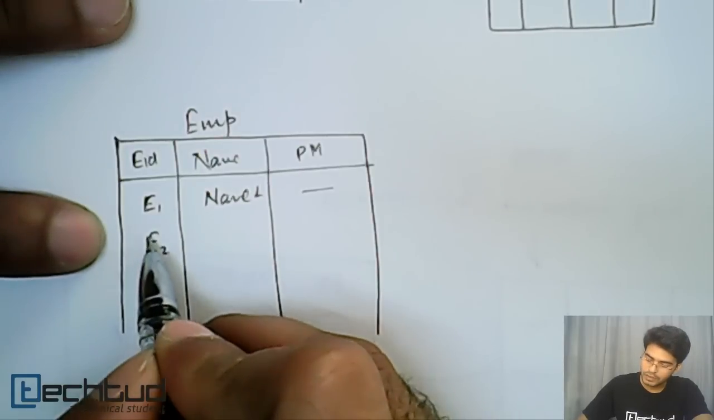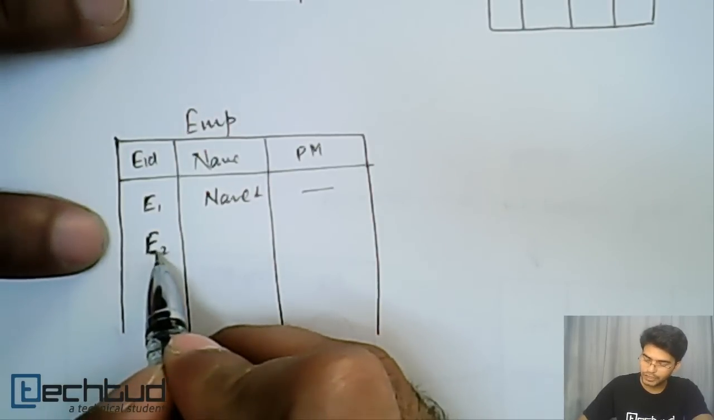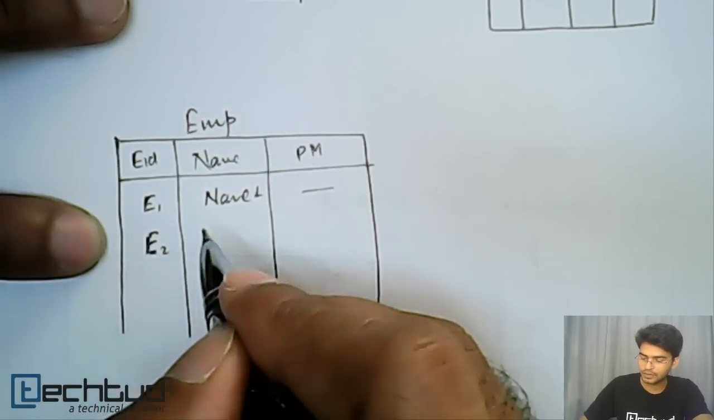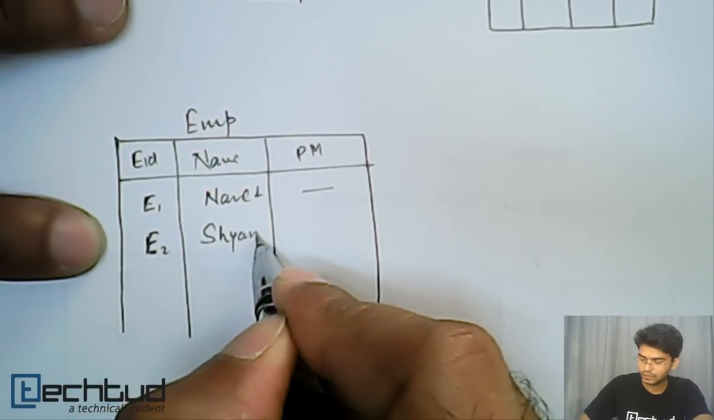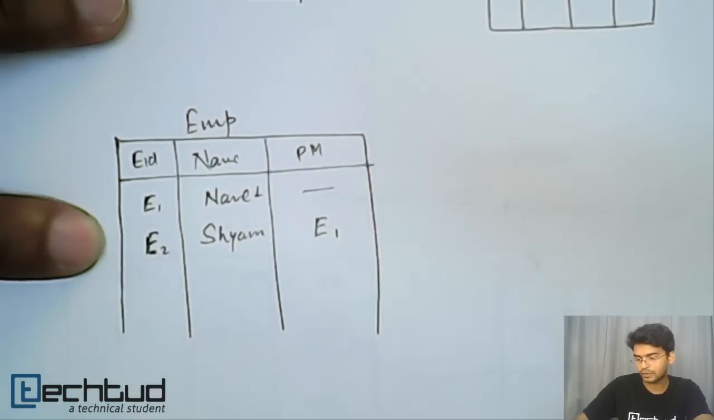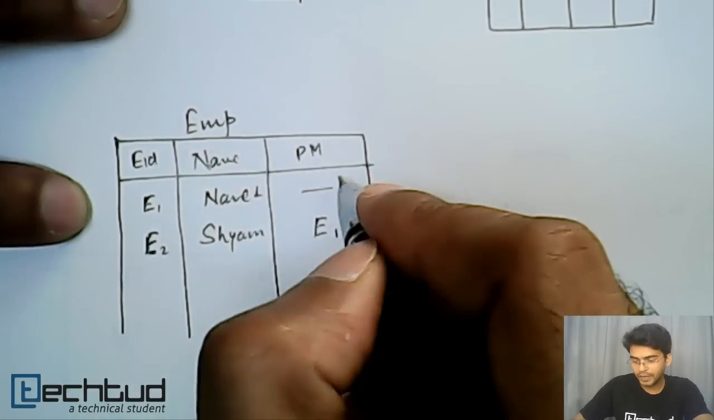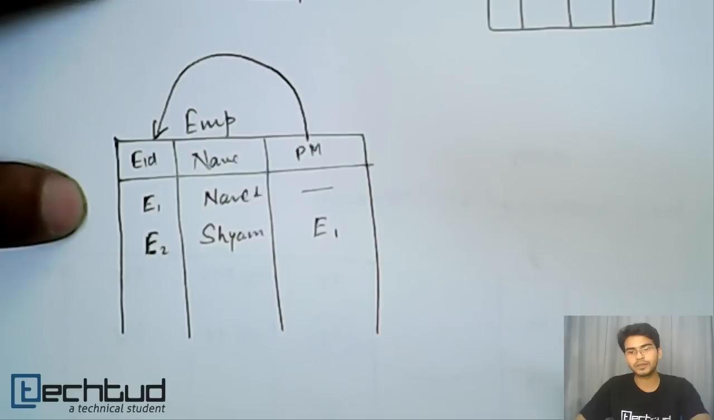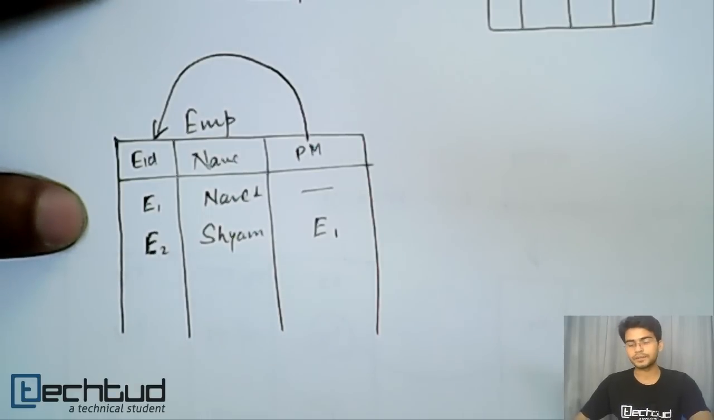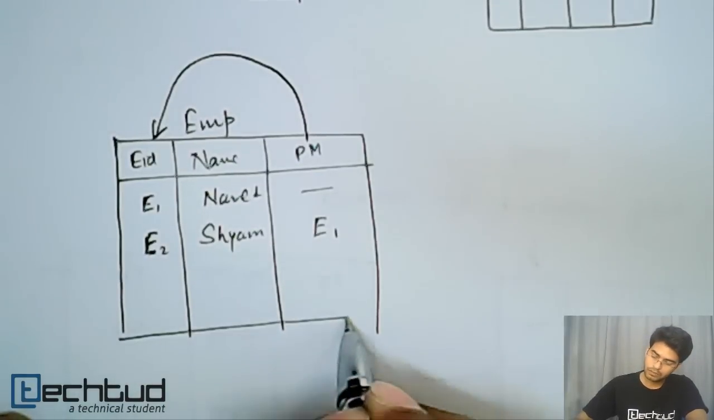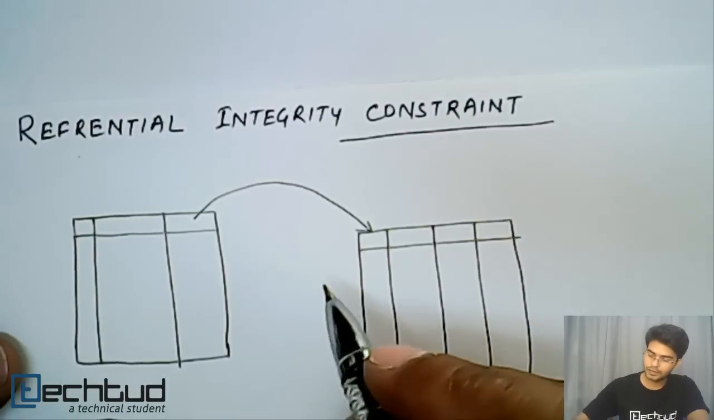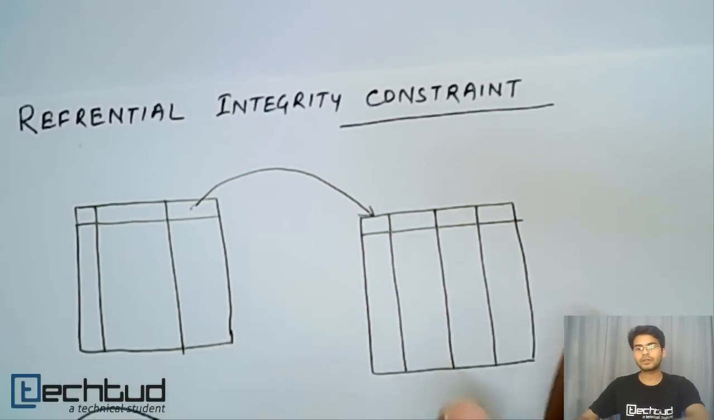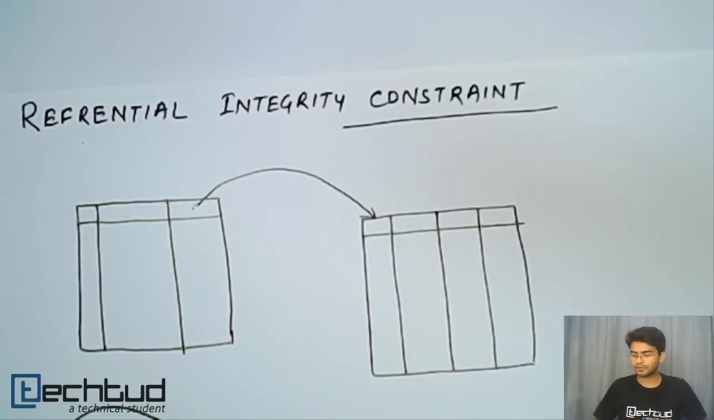Now here this is E2, and if E2 has project manager E1, then the name of E2 is, let's say, this is E1. Fine. So the project manager attribute itself is referring to employee ID attribute in the same table. So this is also a foreign key. Fine. So now in this table, this attribute is referring this attribute. Fine. So the one important question here is, why do we need this foreign key?